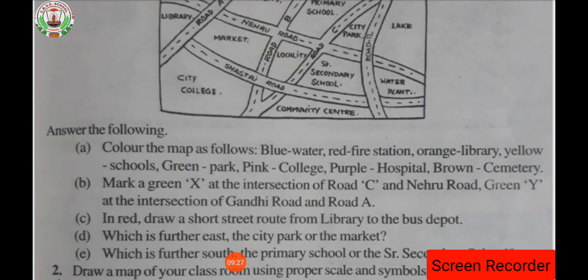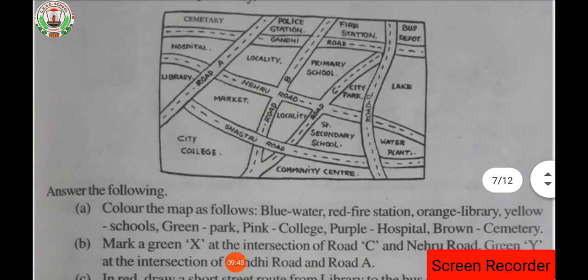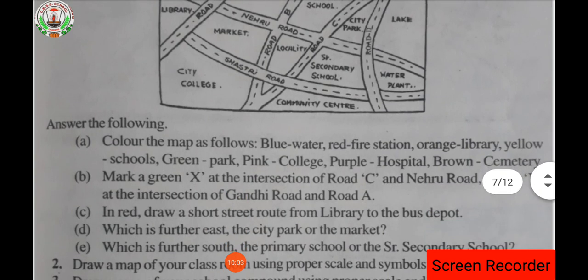Okay, mark a green X at the intersection of the road C and Nehru Road. That means wherever the road, green X, and intersection road C is there, you have to mark X and C. Okay, Nehru Nagar Road is this one, so there you have to mark C. Then wherever green is there, that means green color is used for the park, isn't it? So for the park you have to mark X, like this you have to do.